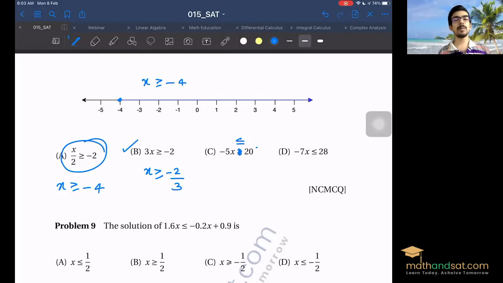When you divide with minus 5, what happens? What happens when you divide with a negative number? We discussed this in the last class. What happens to the inequality sign? Yeah, it will reverse the sign, right? The sign of the inequality will reverse. So we have x greater than or equal to 20 divided by minus 5, so x greater than or equal to minus 4.